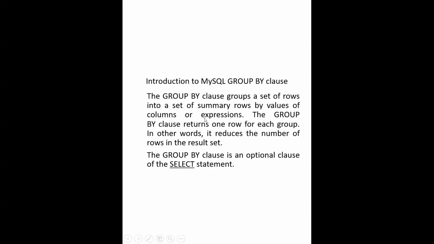Next we move on to the GROUP BY clause. The GROUP BY clause groups a set of rows into a set of summary rows by values of columns or expressions. The GROUP BY clause returns one row for each group. In other words, it reduces the number of rows in the result set. The GROUP BY clause is an optional clause of the SELECT statement.